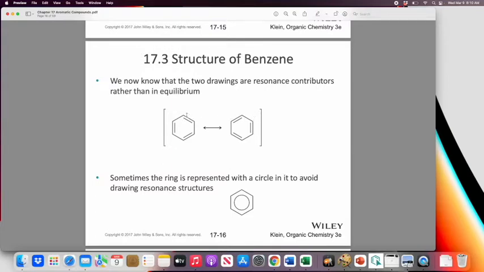So again, these resonance structures are just showing how these electrons can be in more than one place at one time. It's common to draw benzene with just a circle in the middle to represent the fact that those electrons are, again, moving in that circle. They're sort of diffused over that entire ring there.